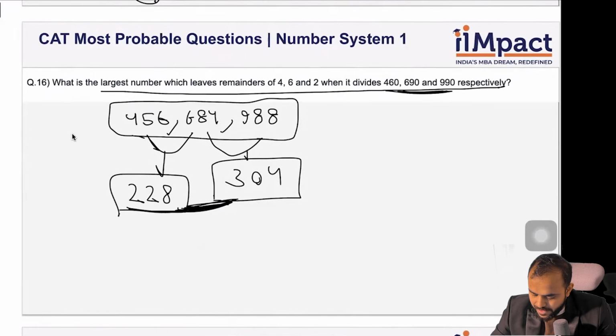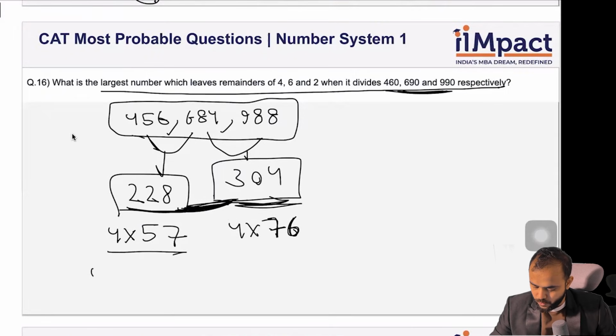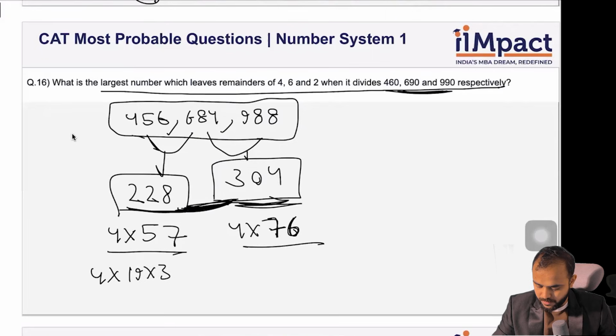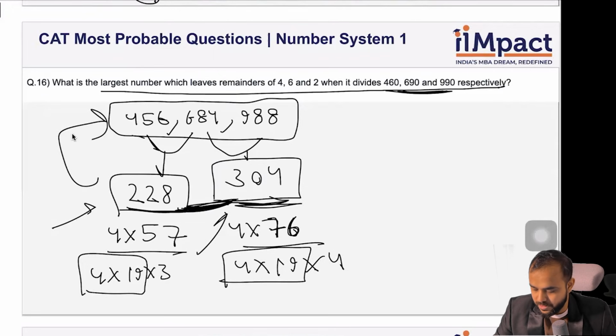So if I divide this by 4, this is 4 into 57, and this is 304. So this is 4 into 76. Now, furthermore, this is 4 into 19 into 3, and this is 4 into 19 into 4, which means 4 into 19 is the HCF of these two numbers, which means it's the HCF of these three numbers. So, answer will be 4 into 19, that is 76.